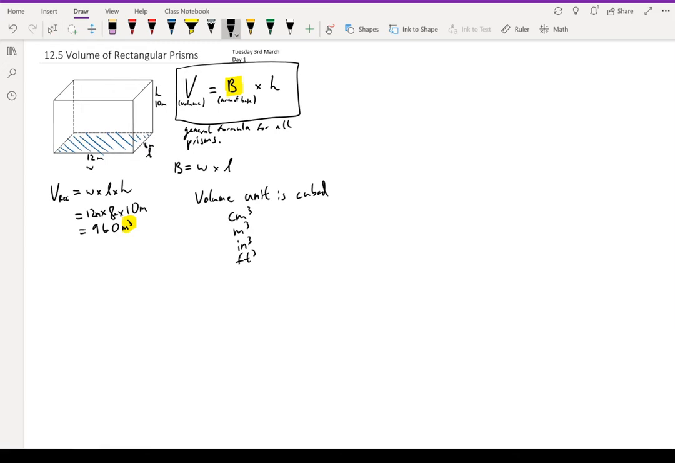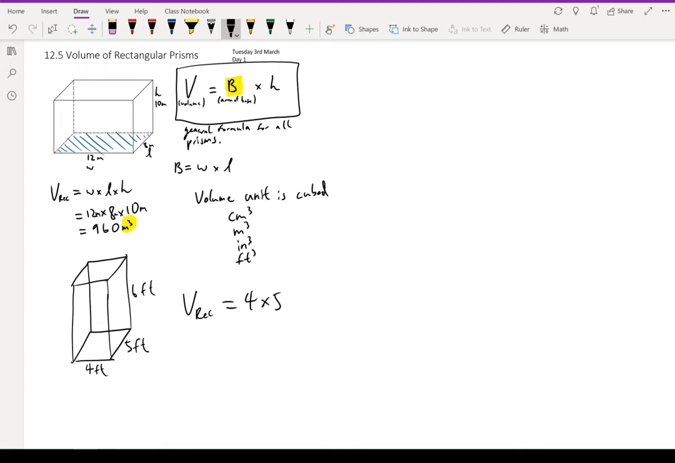Quick example, I'm just going to briefly sketch it out. Okay, like this. So let's say we have a rectangular prism with a width of 4, a length of 5, and a height of 6 feet. And so we want to find the volume. So the volume of this rectangular prism is equal to 4 times 5 times 6.